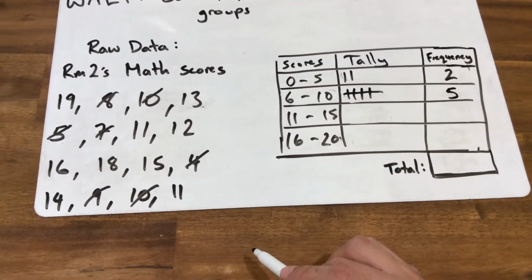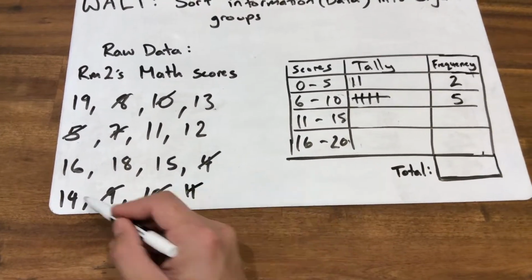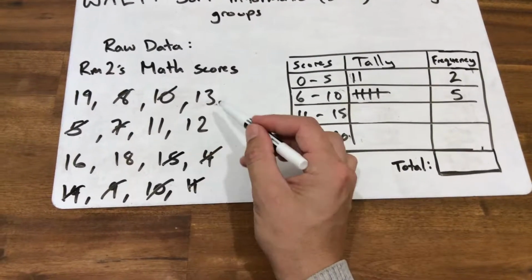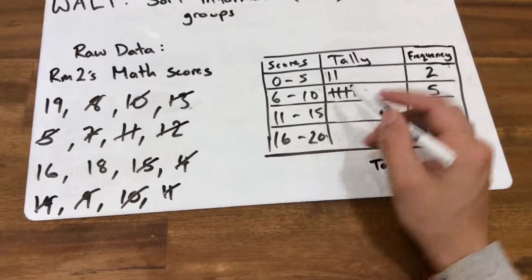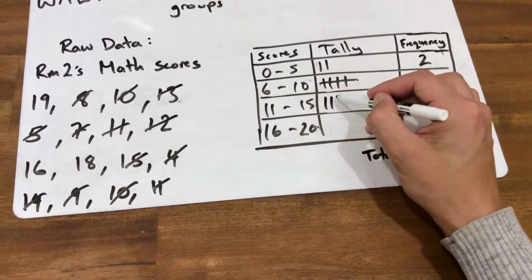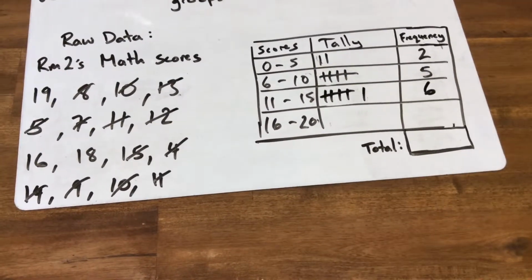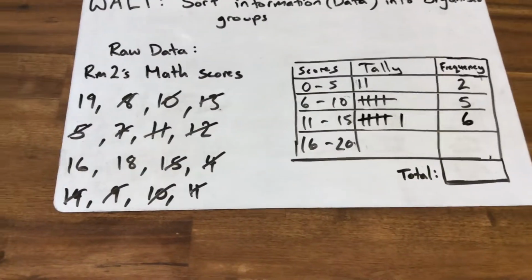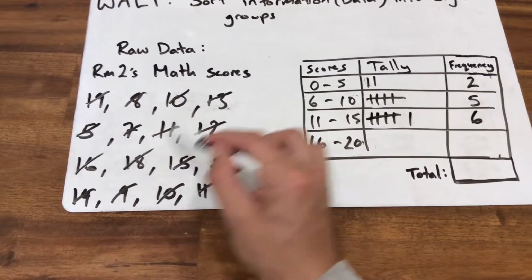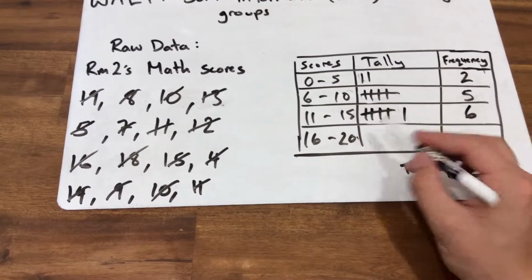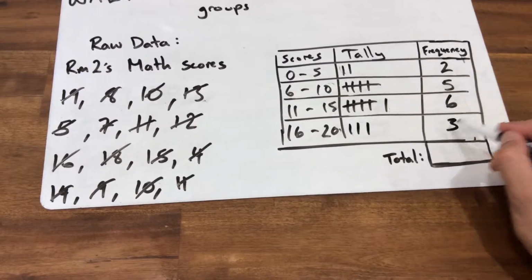Now I'm going to do 11 to 15. So 1, 2, 3, 4, 5, 6. I do my tallies, 1, 2, 3, 4, 5, 6, and put my number there. Now 16 to 20. I've got a 19, a 16, and an 18, so that's only 3. 1, 2, 3, and I fill that in there.